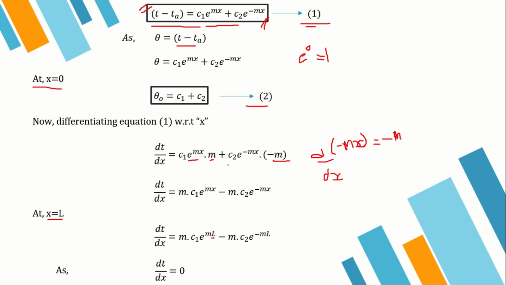We will put the value of x here as L. dθ/dx is equal to 0 at x is equal to L. This is the boundary condition we have. So m c1 e^(mL) minus m c2 e^(-mL) is equal to 0. We will take m common, that would be 0, and that term would become 0. So we would be left with c1 e^(mL) minus c2 e^(-mL) equal to 0. Let this equation be equation 3.